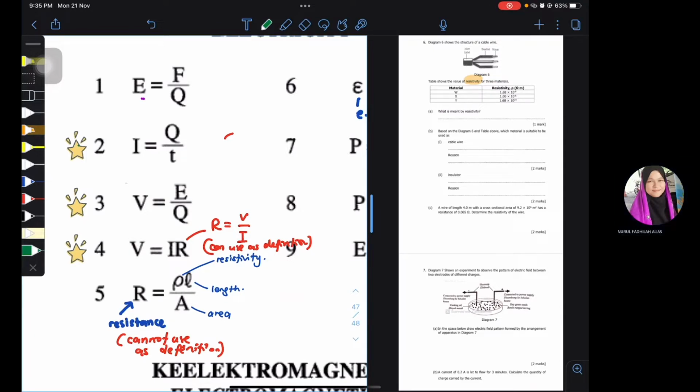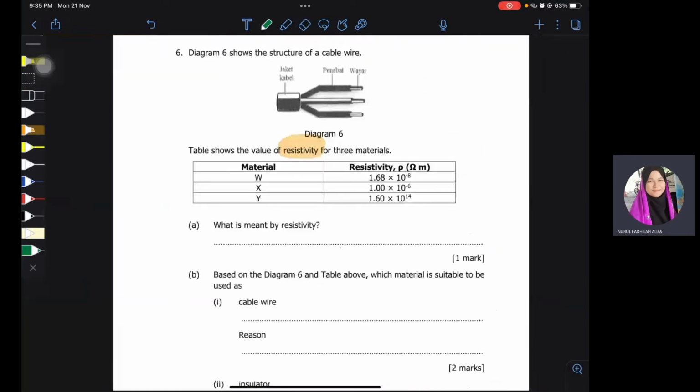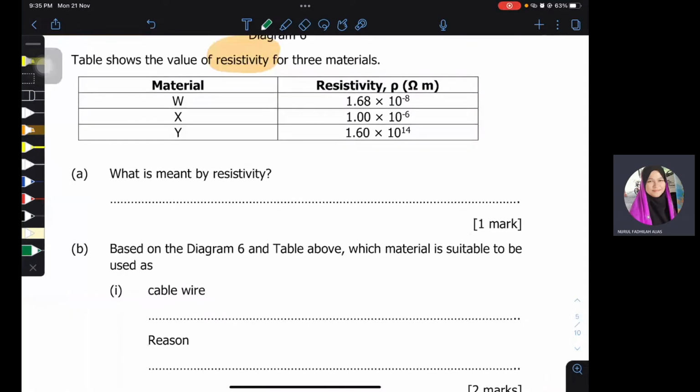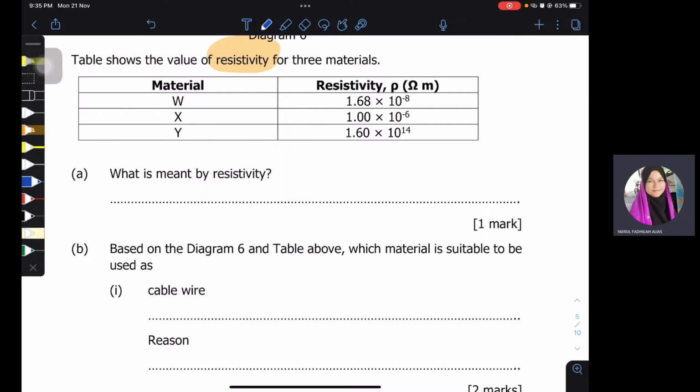Okay. Alright. So back to this question, what is the meaning of resistivity? You cannot use the formula to write the definition. So what's the resistivity? So resistivity is a what? It's a measure. Actually resistivity ni tell us the material. So you see, tengok soalan ni. Tengok dia bagi clue.